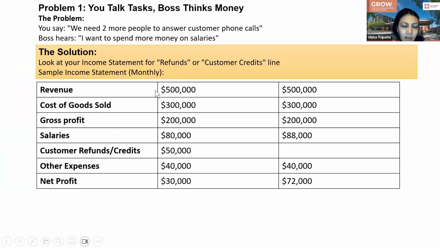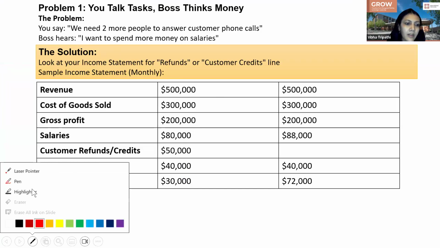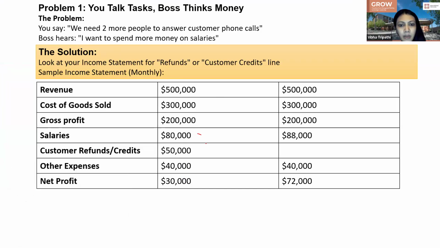So just quick, 5 lakh was your revenue. Your COGS was 3 lakh. Your GP was 2 lakh rupees. If I can use my red pen. And all this summing up, 80 plus 50 plus 40. So 2 lakh minus all these expenses, we were making a profit of 30,000.